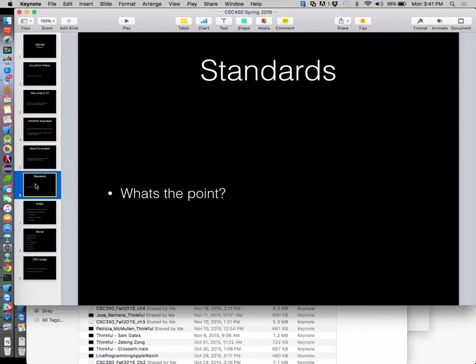Exactly. Why do we have these? What do standards allow us to pull off? What's the purpose of these? So that somebody can pick up where somebody else left off, more easily. Okay.